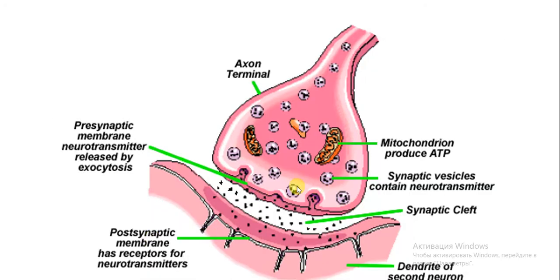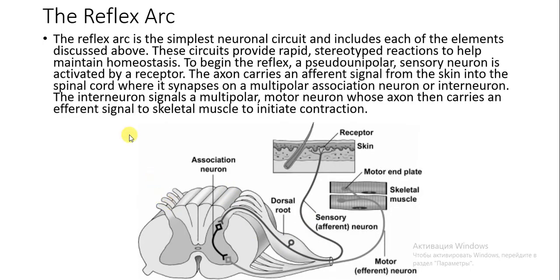This diagram also shows the presynaptic membrane, postsynaptic membrane, synaptic cleft, synaptic vesicles, and mitochondria which produce ATP, the terminal, and the dendrite of the second neuron. So we discussed it already. Reflex arc.